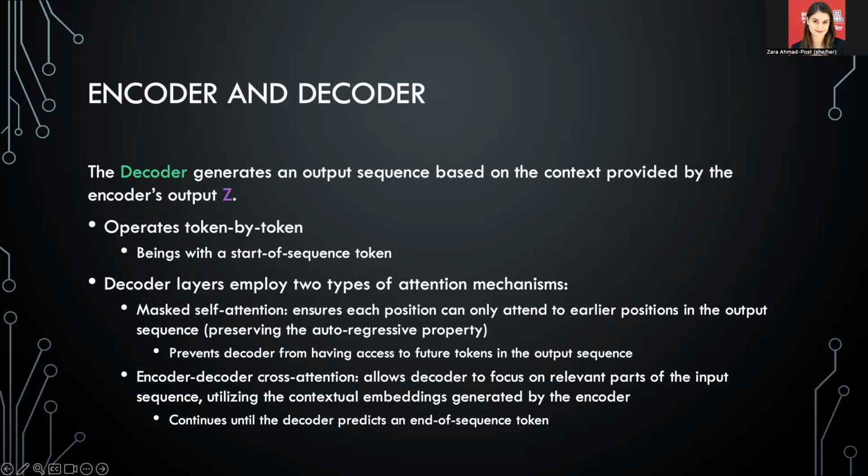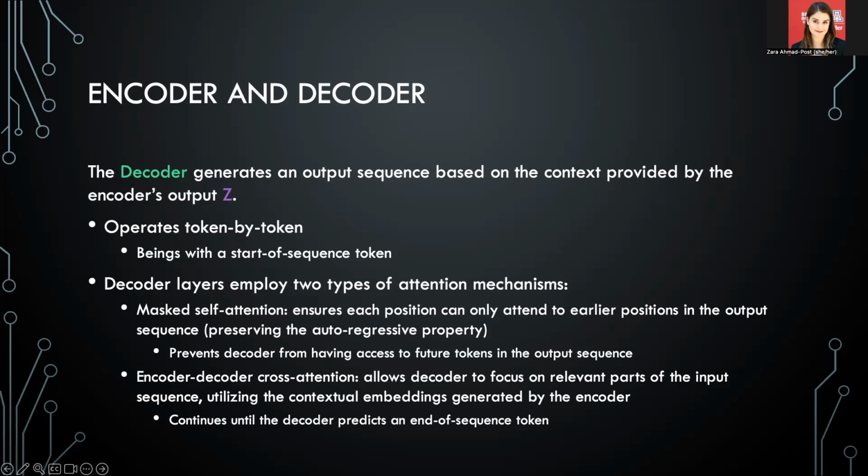And then we have cross attention. That's going to let the decoder focus on only the relevant parts of the input sequence using the embeddings generated from the encoder. And that's just going to continue until we have an end of sequence tag. And we know about our positional tags, end of sequence tag, beginning of sequence tag.